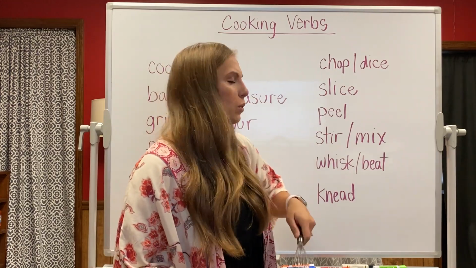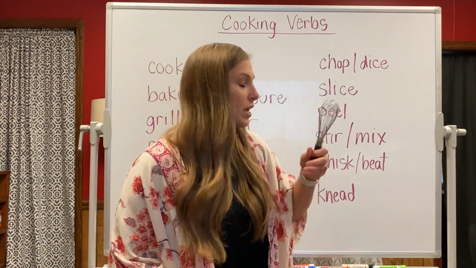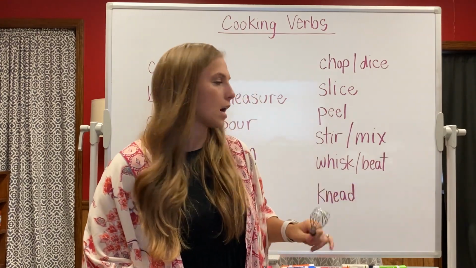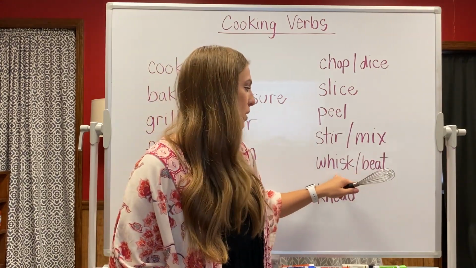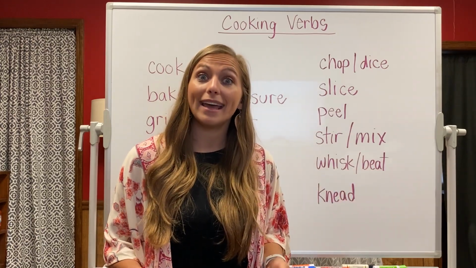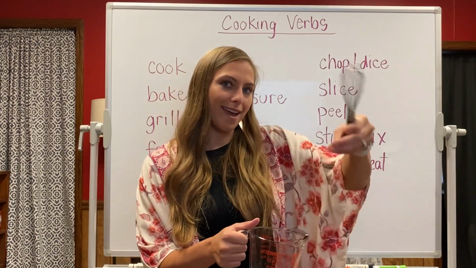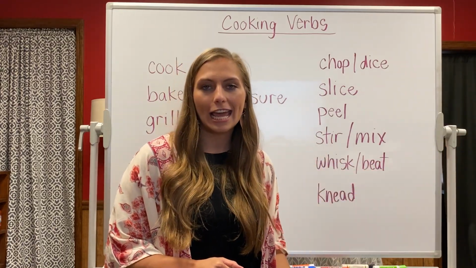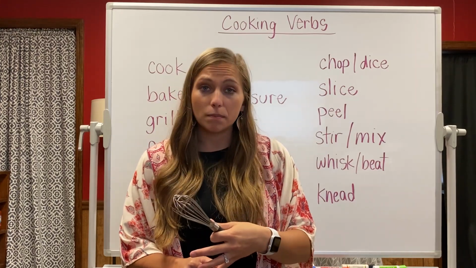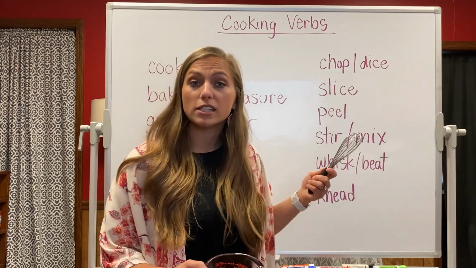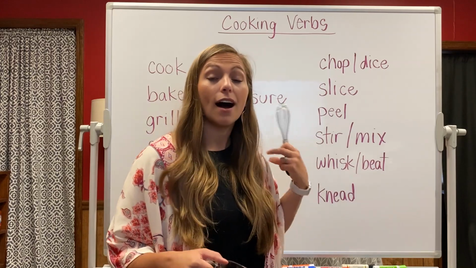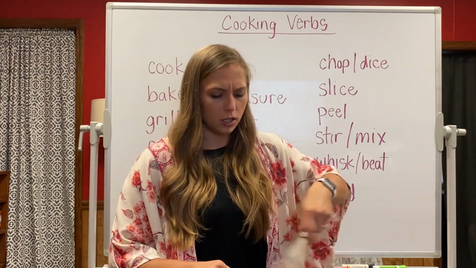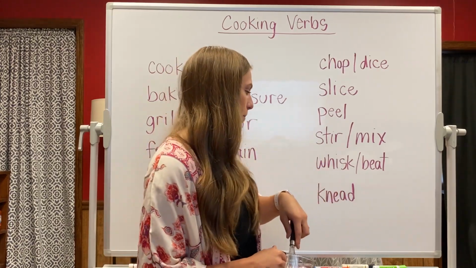Okay. So whenever we whisk very hard, we can also use the verb beat. Many times we use the verbs whisk and beat when we talk about eggs. If we use an egg to maybe make scrambled eggs or to put an egg in a recipe, the recipe might say whisk, but it also might say beat. It's the same thing. It just means to mix very, very hard.